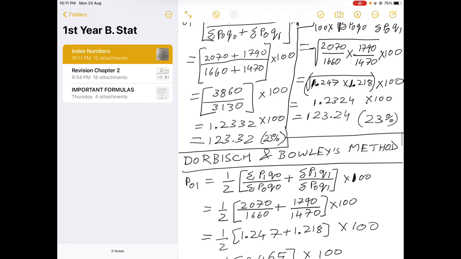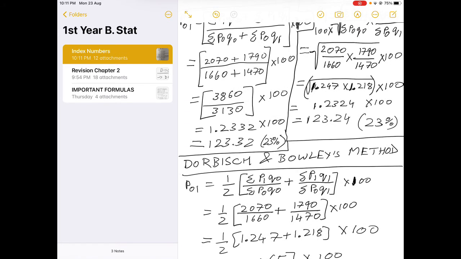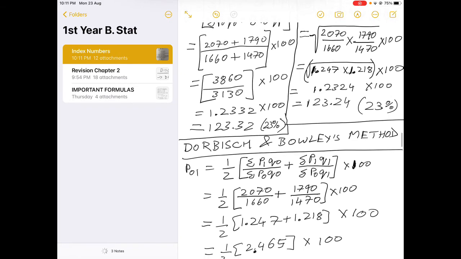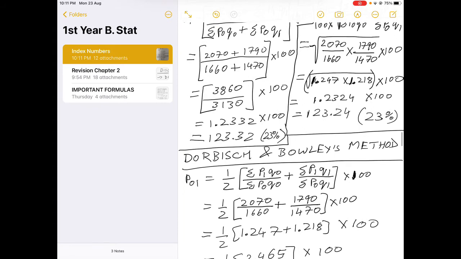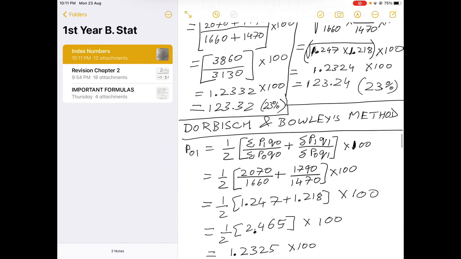Dorbish and Bowley, what they do is they take Laspeyres' and Paasche's index, add them up, and take the average value of those two indexes. So where Fisher's takes the square root, Dorbish and Bowley suggest taking the average.